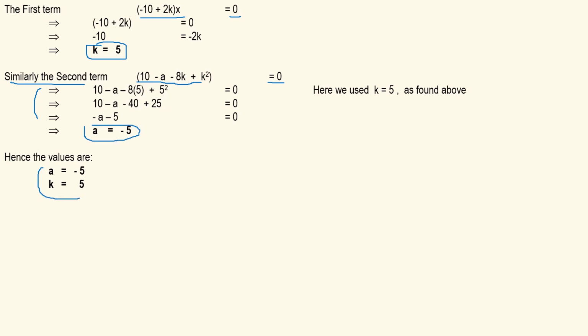Hence we have found the answer, because we set out to find the values of a and k, which we have found to be a is equal to minus 5 and k is equal to 5.